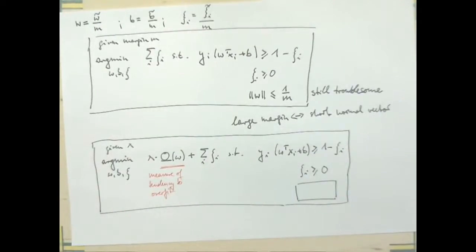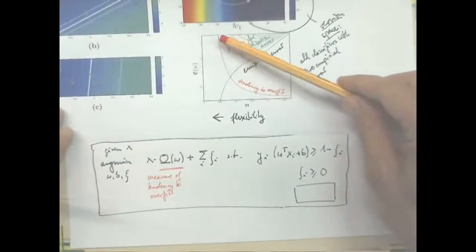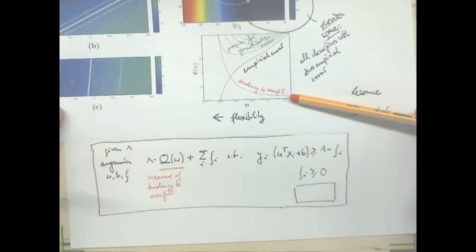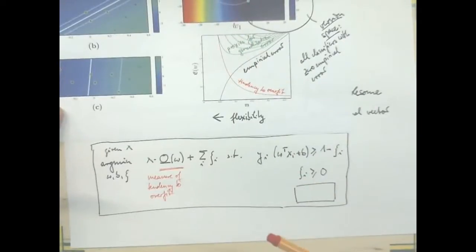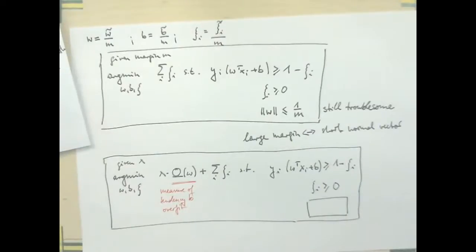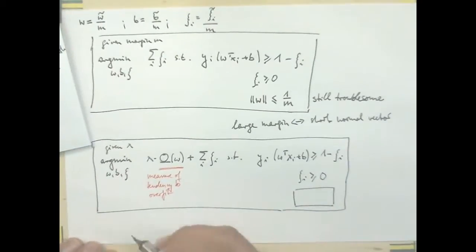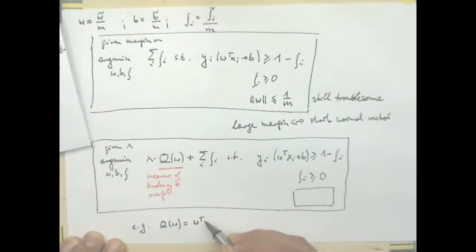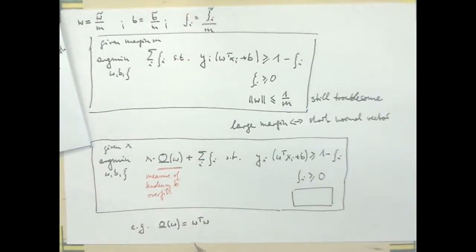And as you've seen in this plot here, it should be a function that increases with decreasing m, or remembering that m is inversely related to the norm of w, it should be something that increases with the norm of w. And indeed, what people mostly use is the following. The quadratic, so the squared Euclidean length of the normal vector. However, other choices are possible.